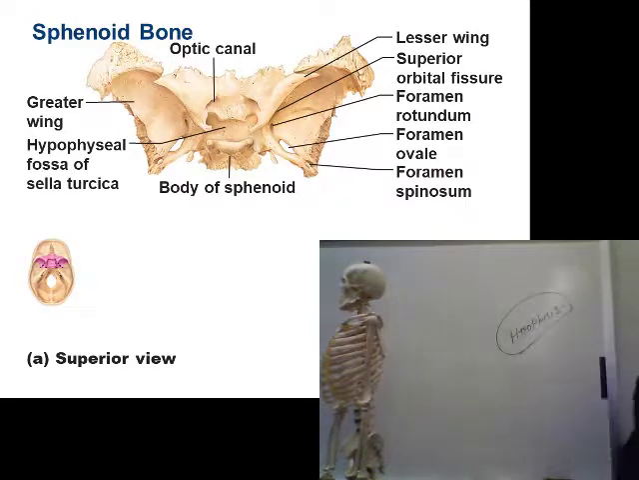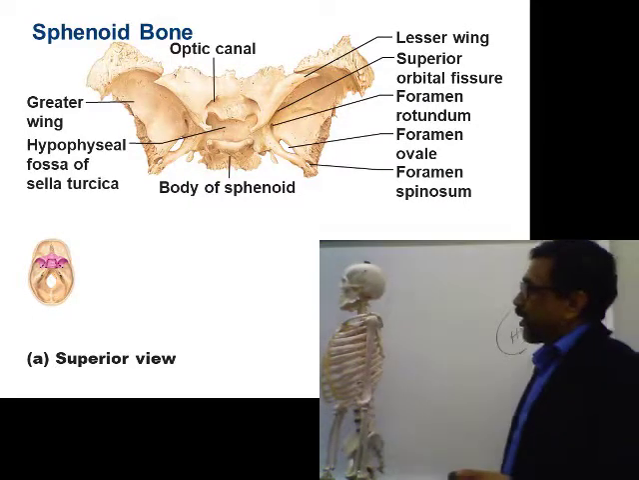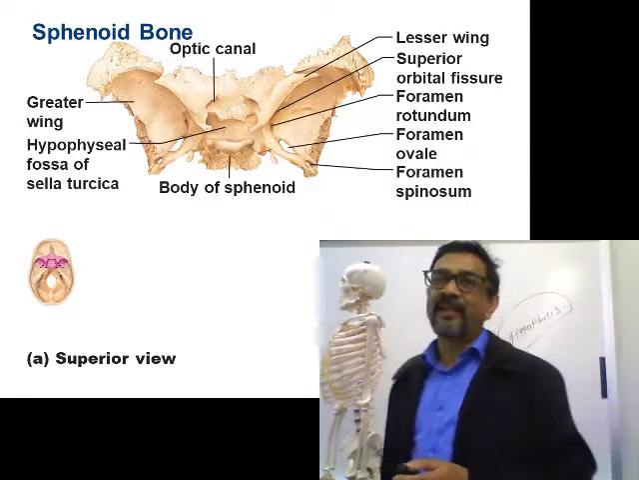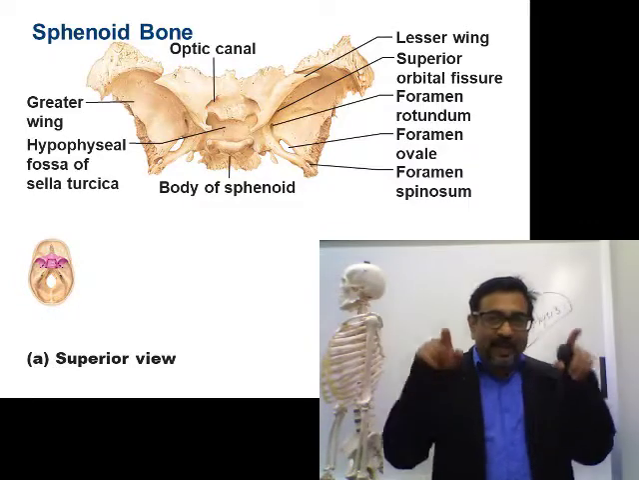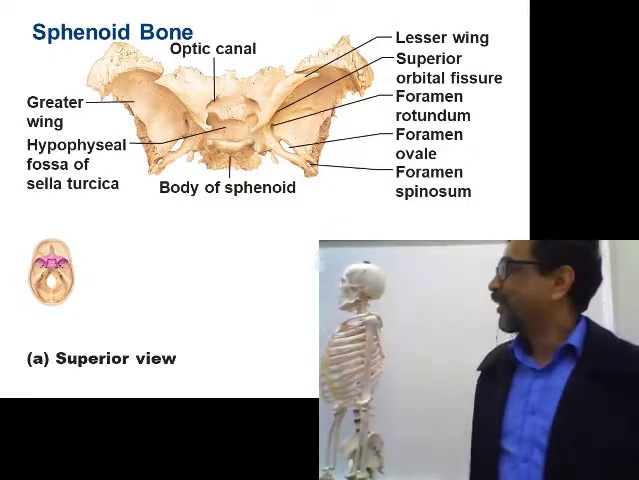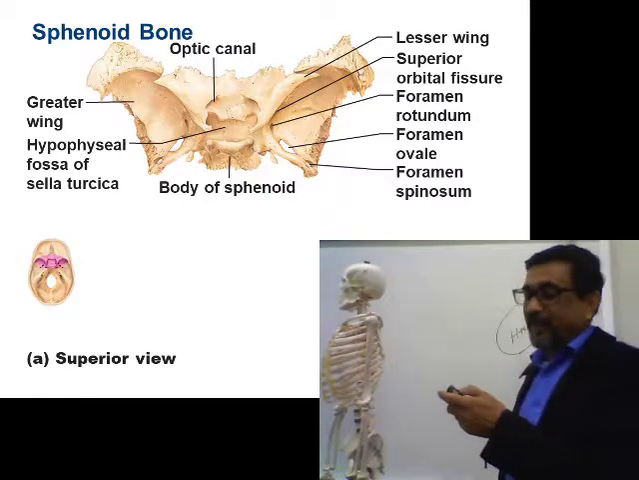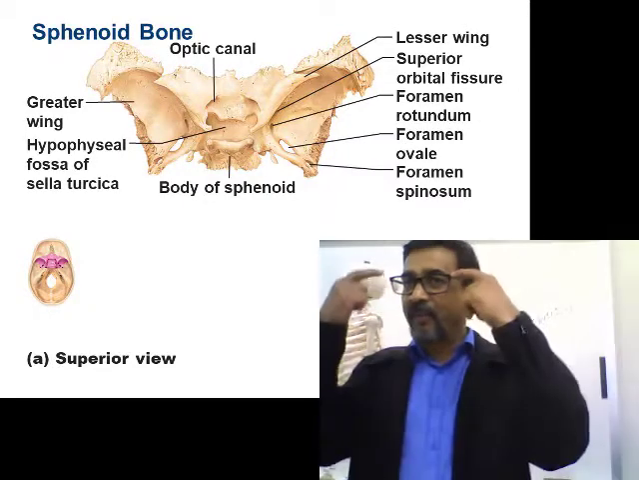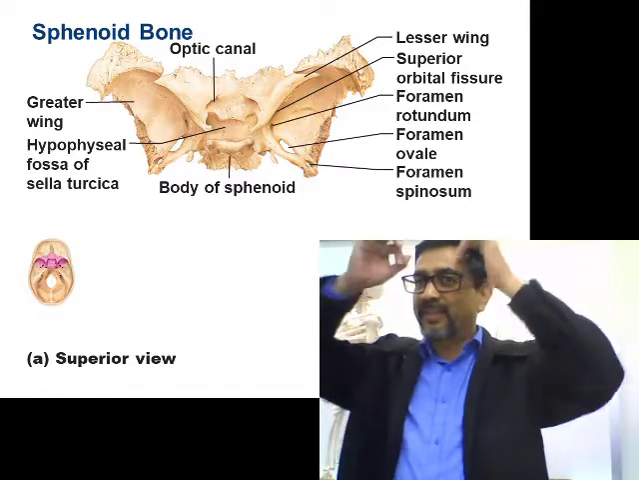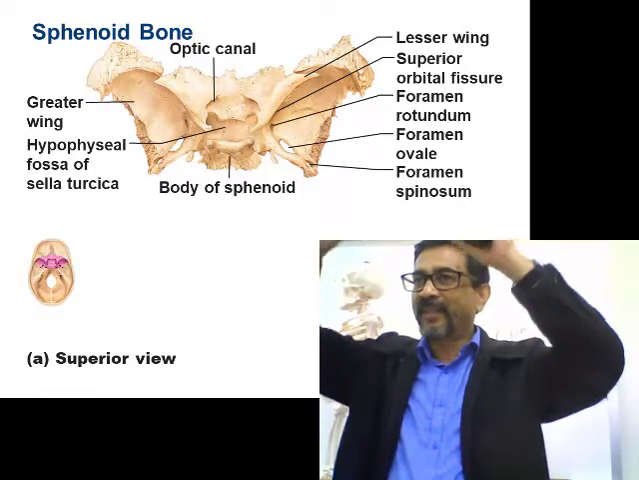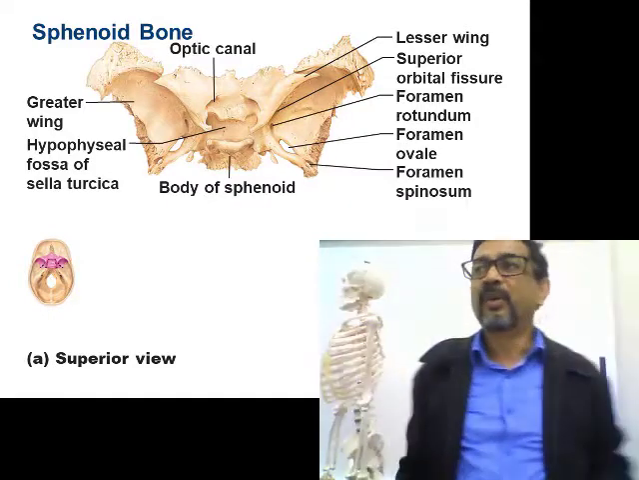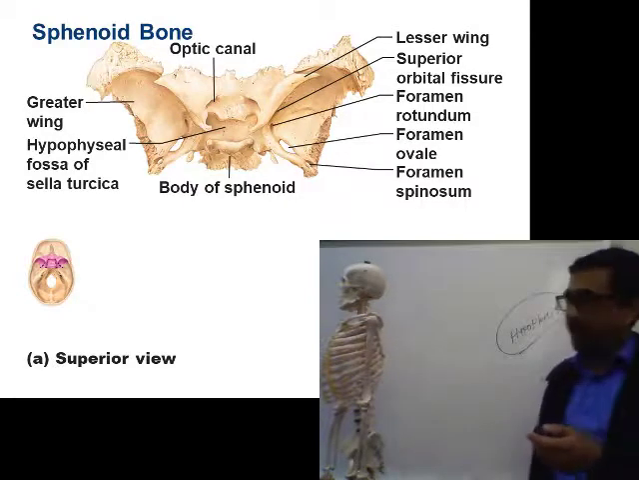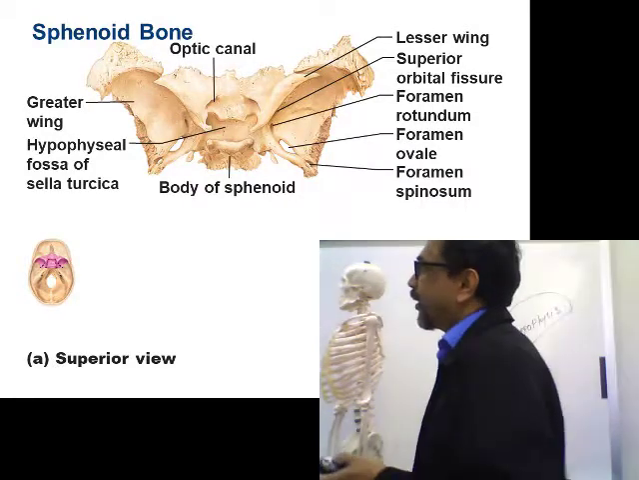And now under the lesser wings you have optic canals. You will see 2 canals under the lesser wings, and optic canals are for the optic nerves, very important nerves, you know, from the eyeball, optic nerves take the signal to the brain, the visual signal, right? Optic nerves. So 2 optic nerves from 2 eyeballs pass through the optic canal, okay?